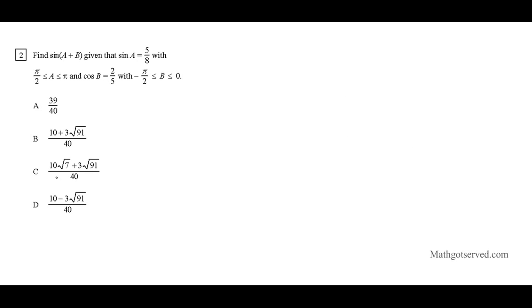Question 2, we have to find sine(A + B) when sine A is 5 over 8 in the second quadrant and cosine B is 2 over 5 in the fourth quadrant. All right, so let's first write down the sum identity for sine, and then find the missing pieces. So sine(A + B) equals sine A cosine B plus cosine A sine B.